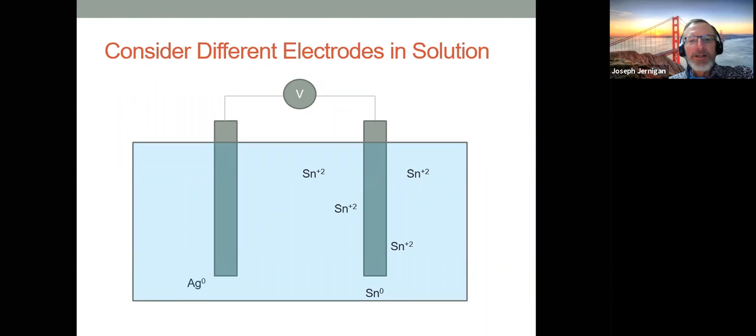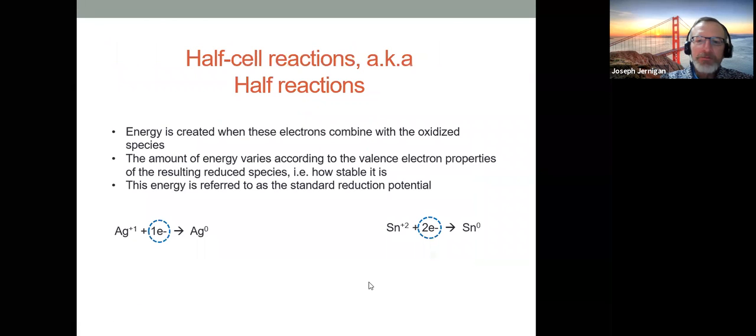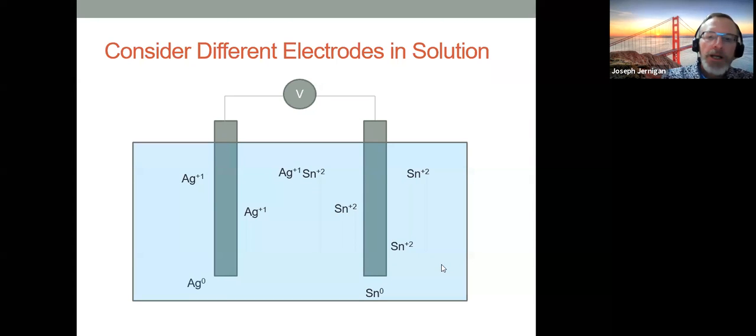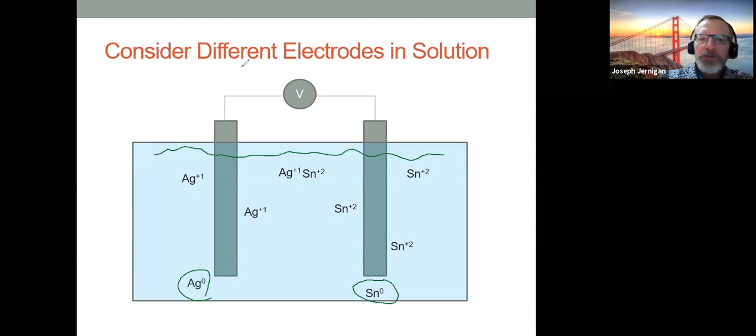Now we've got a little more complicated solution. Instead of having two silver electrodes, now we have one silver electrode and one tin electrode. And we still have our electrolyte solution.